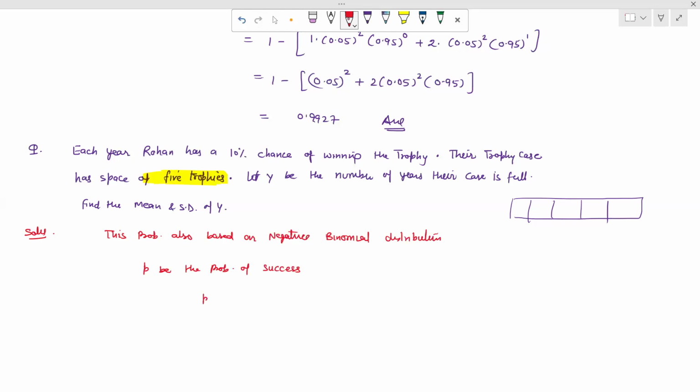So here P, what are the chances? Chances are only 10%. So P is equal to 10%. This can be written as 10 upon 100, which means 1 upon 10, which is equal to 0.1.